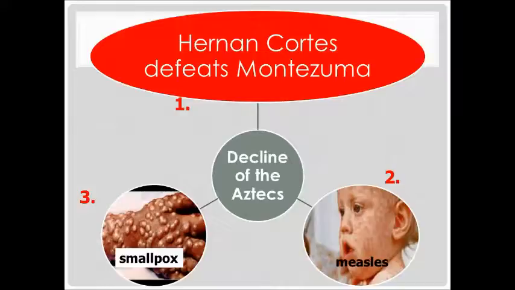Bubble number three, the other disease that killed a lot of Native Americans was smallpox. And if you notice the picture, it's quite disgusting of a disease and it looks pretty gross. So smallpox and measles were also a large killer of the Aztecs, along with Hernan Cortes.